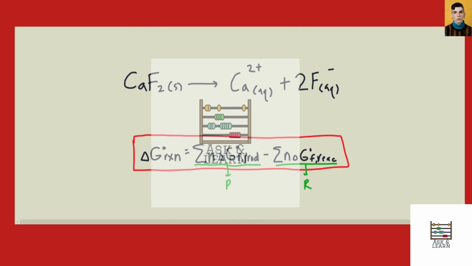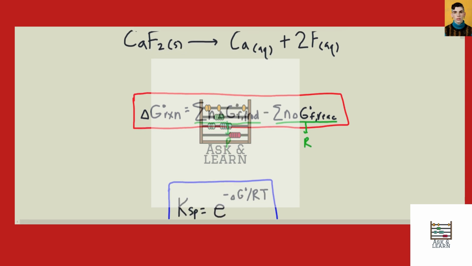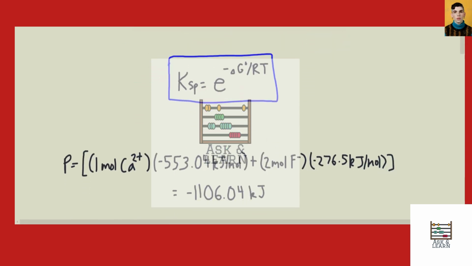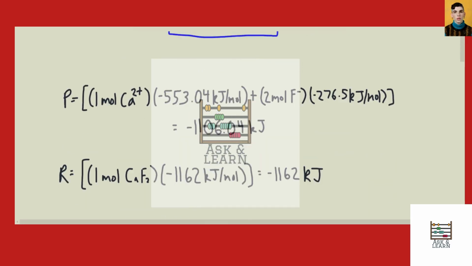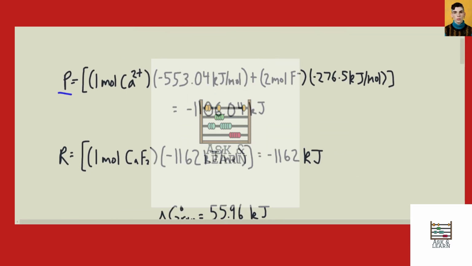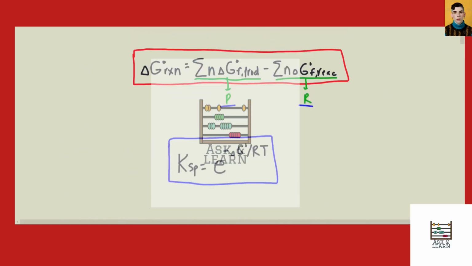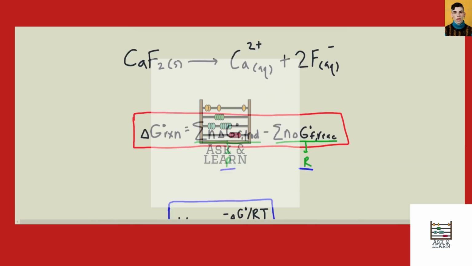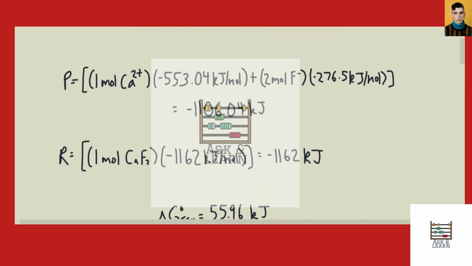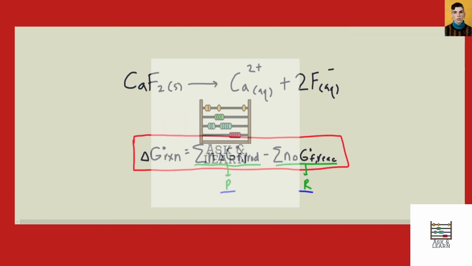And the way that we solve for that delta G reaction is to use this equation outlined in red, where we find the total change in Gibbs free energy of the products, and then subtract the total change in Gibbs free energy of the reactants. So we should begin by solving for delta G of reaction. We break up this equation into the products and reactants term, then we can solve for each one separately.